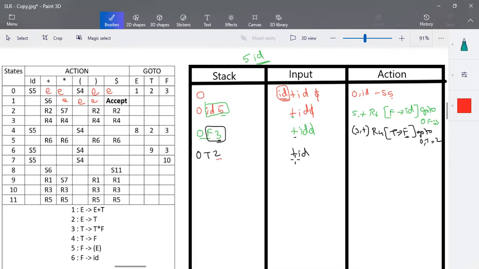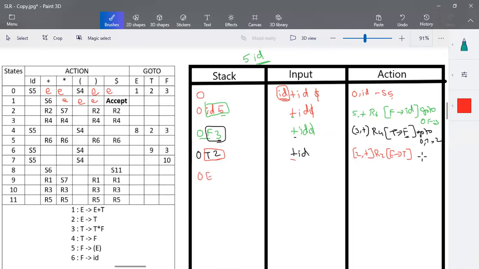So the next possible entry is 2, comma plus. What is there in 2, comma plus in the table? 2, comma plus consists of R2. So R2 is again a reduce, with production number 2. What is production number 2? It is E tends to T. So this is the handle. T is the handle, so we have to pop out the stack until we have a T. So these two elements will be popped out, and instead of them the variable E will be pushed into the stack.